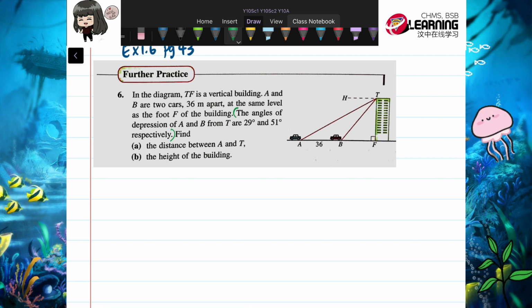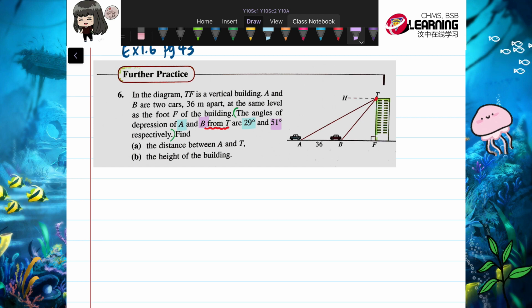So I read the question again. Angle of depression of A and B from T. Always look at the word from. It's from T, so you go to T and put a dot there. Then the connecting lines you're going to draw, there are two, because you are given two angles here. The first one is A, which is for the 29 degrees. They said respectively, which means two different ones. And then it's B and 51.